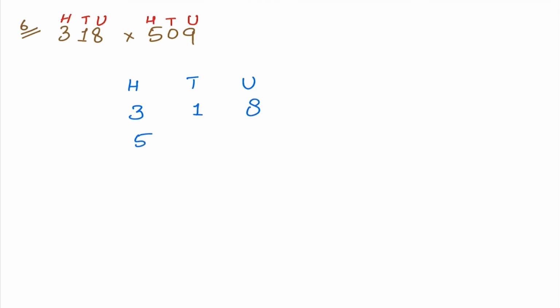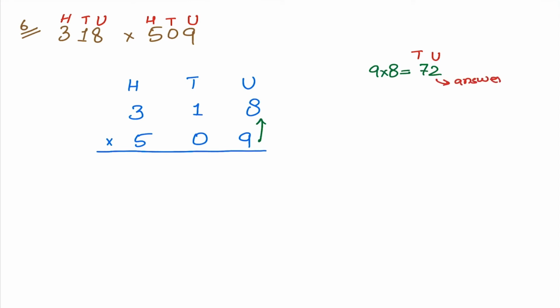318 times 509. The first thing that we will do is we will multiply the units digit at the bottom with the number at the top. Let's multiply 9 with 8. 9 times 8 is 72. Again, you can see that this is a 2-digit number, and we already know that the units digit goes to the answer and the tens digit is carried. We will write 2 here and 7 will be carried here.